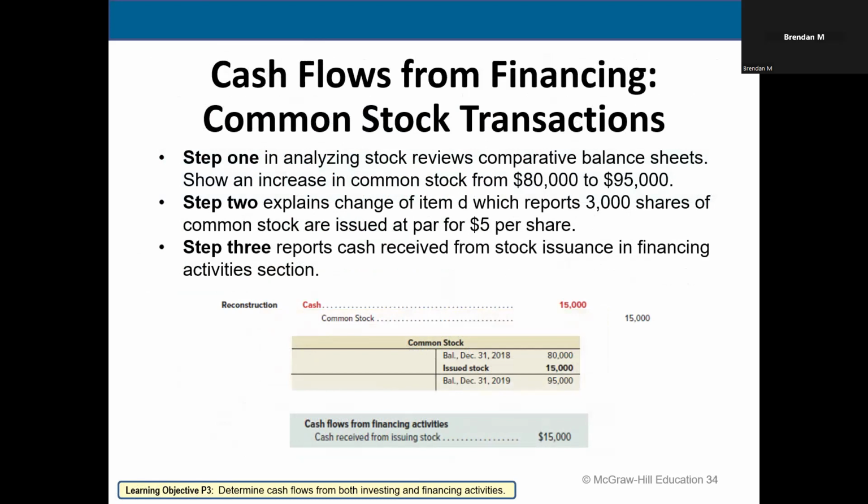Common stock comes up a lot in cash flow analyses. Here, we're looking at the general ledger, and we see that the common stock went from 80 to 95. There's not much detail to it. The reason that it went from 80 to 95 is that we issued common stock, not sold. Sold's not quite the right word. We issued common stock to the public. That brought in proceeds or cash of $15,000. Positive cash flow.